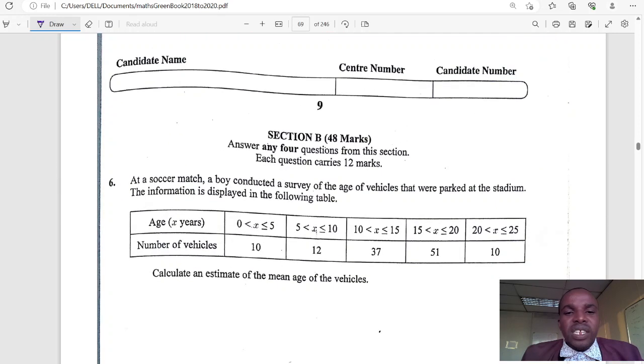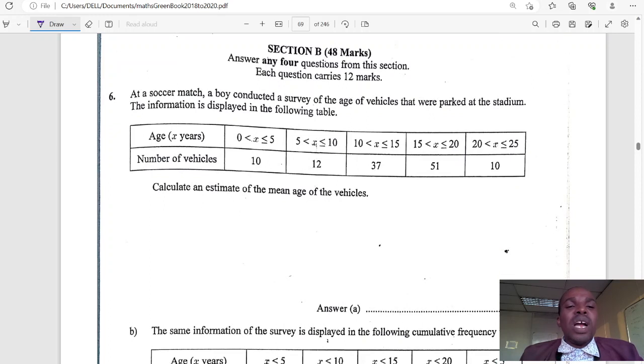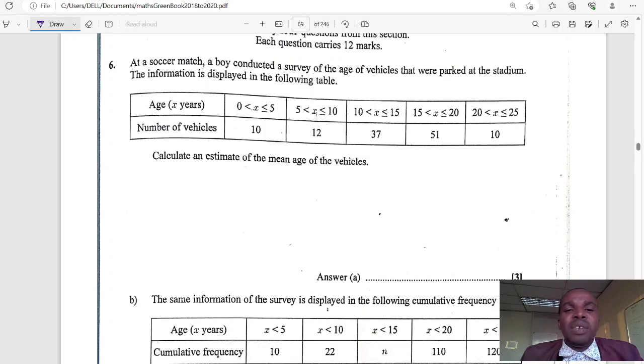Done. Next, section B. At a soccer match, a boy conducted a survey of the age of vehicles that were parked at the stadium. The information is displayed in the following table. Then they said calculate an estimate of the mean age of the vehicles. Right. What do you do? You find the midpoint first.